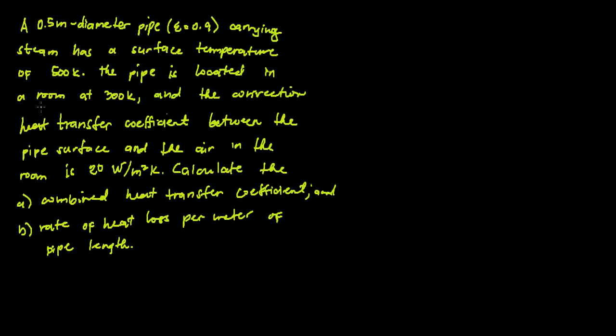So here's a problem regarding heat transfer. We have a 0.5 meter diameter pipe with emissivity of 0.9. The pipe carrying steam has a surface temperature of 500 K. The pipe is located in a room at 300 Kelvin, and the convection heat transfer coefficient between the pipe surface and the air in the room is 20 watts per square meter K.